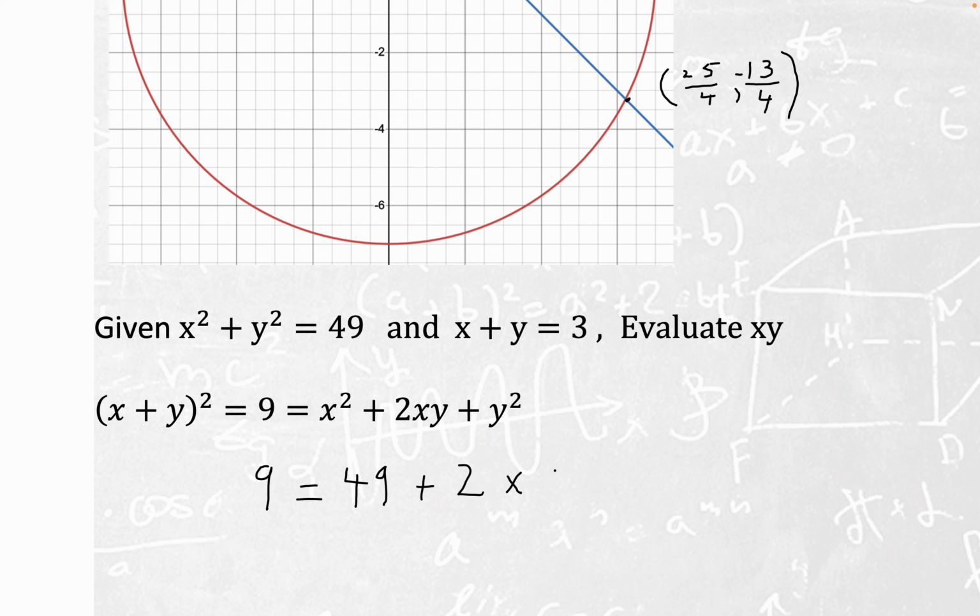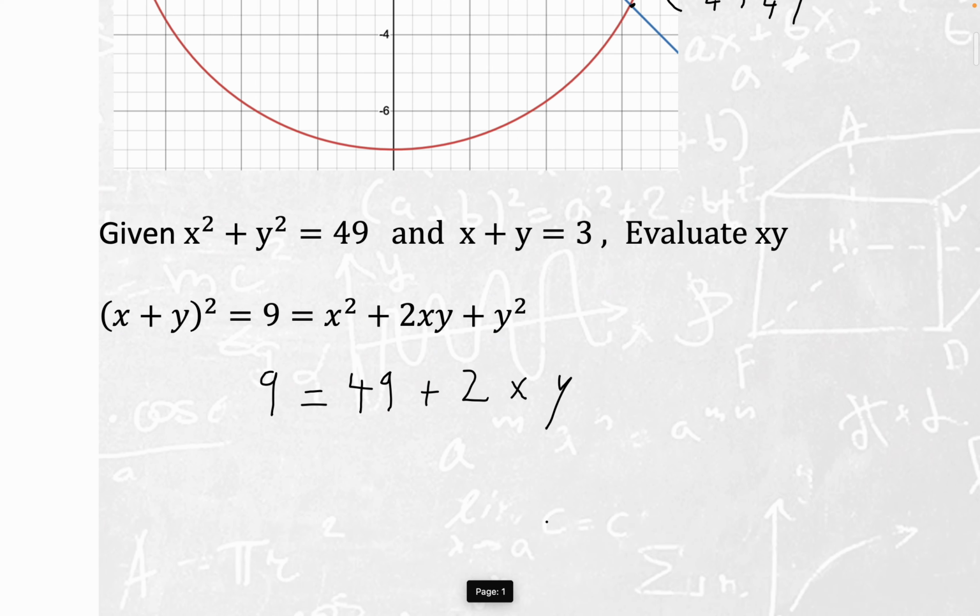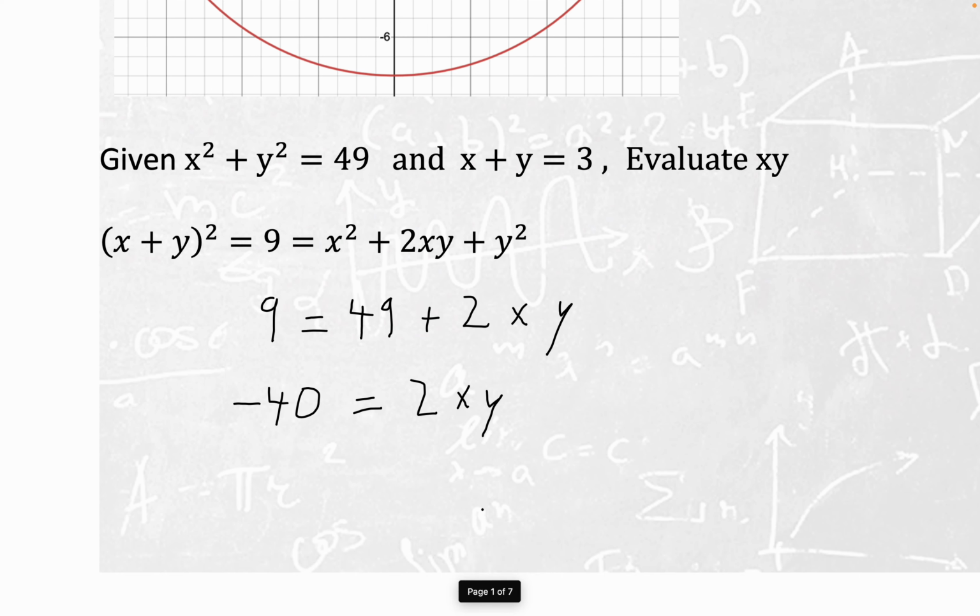Then pretty quickly from here, if we subtract 49 from both sides, we get -40. So we have -40 equals 2xy. Then if you divide by 2, you get the product of x and y is -20.